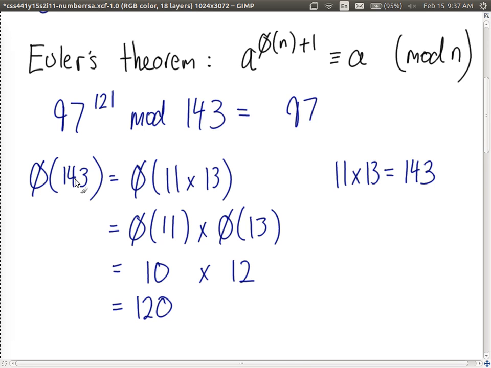Now we compare to Euler's theorem. Some integer, 97, to the power of the totient of our modulus, modulus 143, the totient of 143 is 120, plus 1. 97 to the power of 121, mod by 143, it matches Euler's theorem. So we can find the answer is immediately 97.